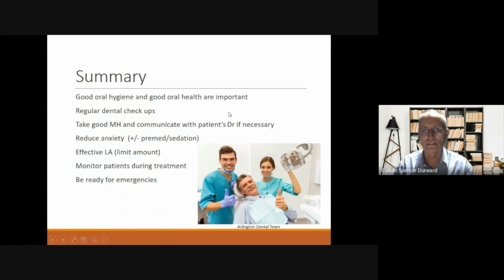In summary, for patients with cardiovascular disease and cerebrovascular disease, good oral hygiene and good oral health are important. They should have regular dental checkups. We need to take a good medical history and communicate with the patient's doctor if necessary. We want to reduce anxiety during their dental visit. We want to make sure that we use effective local anesthesia and monitor the patient during treatment. And always be ready for any emergency that may occur.